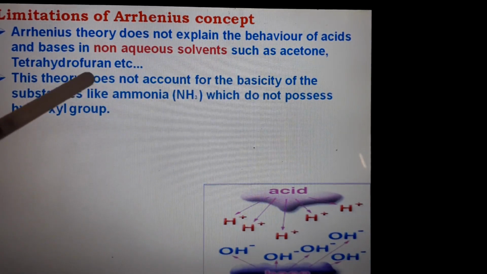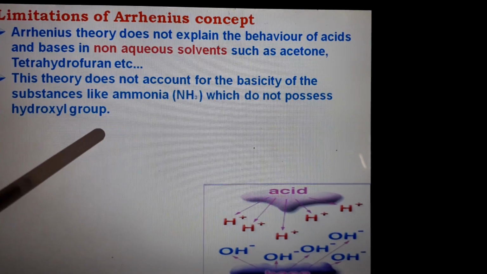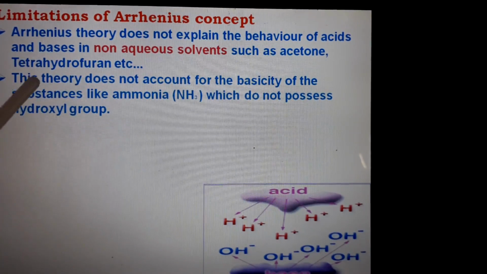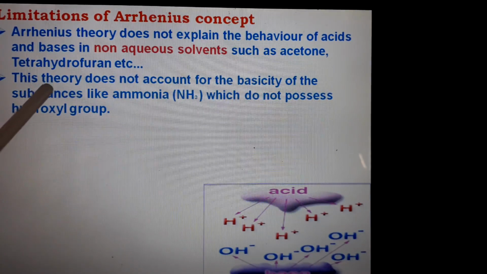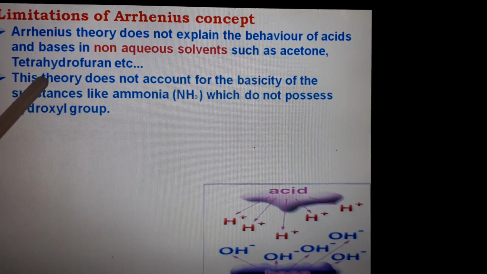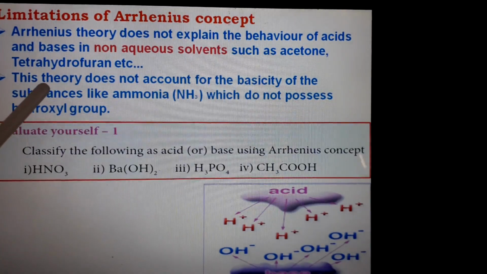Next limitation. This theory does not account for the basicity of the substances. For example, ammonia does not possess the hydroxyl group. Ammonia NH3 is a base, but he cannot explain it in terms of acid and bases. This is another limitation.